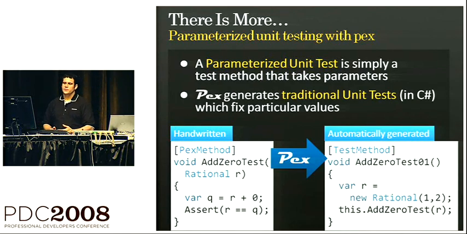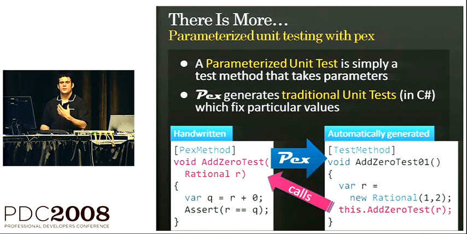PEX generates unit tests, as we have seen before, and it can do that not just from code, but also from these parameterized unit tests. So the generated test always sets up some values in this scenario, and then calls the parameterized test, which then contains the operations and the assertions. So let me show you how this works in practice.